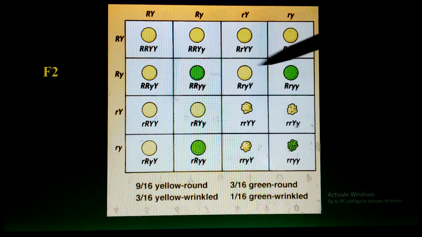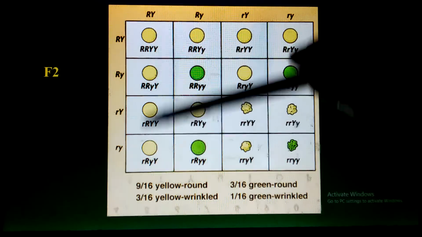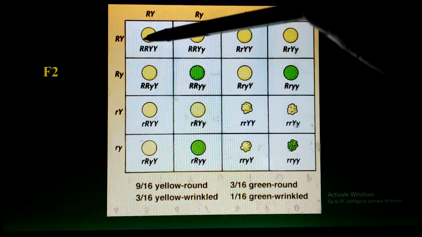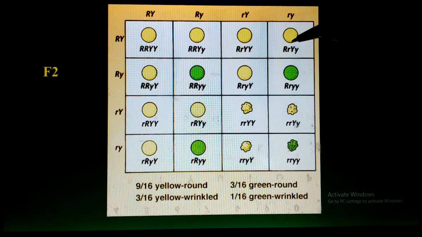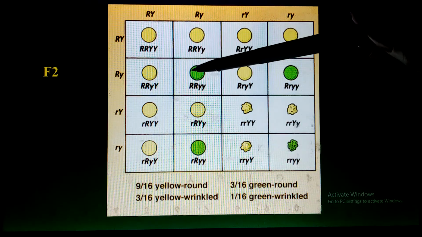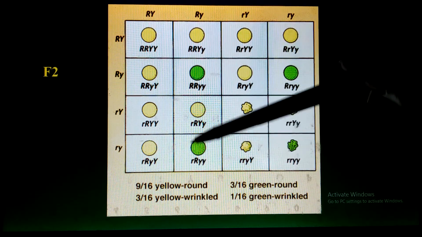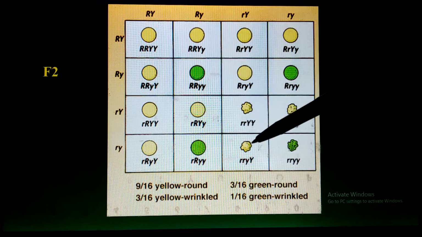Now green and round. How many are green and round? 1 2 3 green and round. You must keep the 9 in mind. These 9 are round and yellow phenotypically, but genotypically they are different. Some are homozygous, some are heterozygous. Is it clear? Now 1 2 3 round and green. These 3 round and green are a new combination produced in the F2 generation. The 3 are wrinkled and yellow. This is also a new combination.